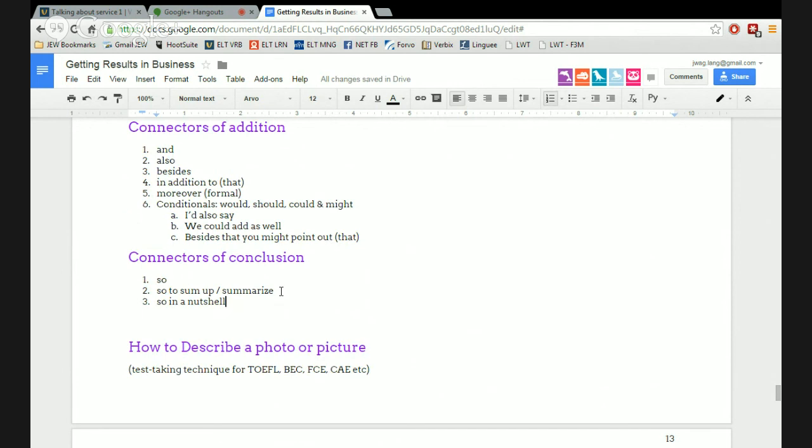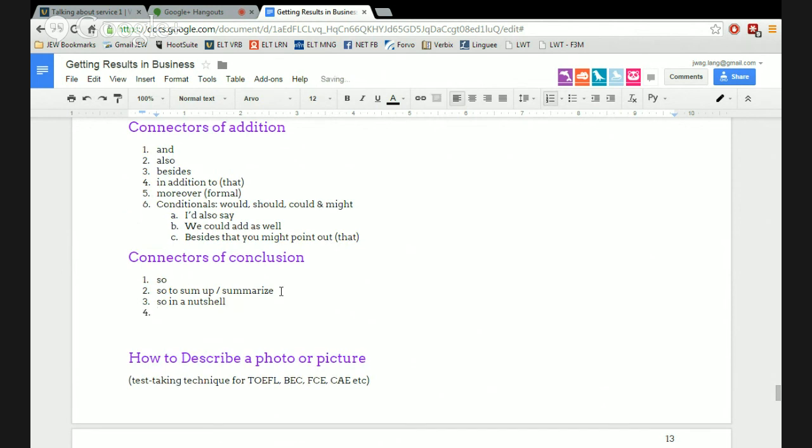Nutshell is a tiny thing. Whatever fits in the nutshell is a summary. So to sum up, so to summarize, so in a nutshell. Conclusion. So in conclusion, now in conclusion is formal. Okay. That means you don't use it that often. Formal.